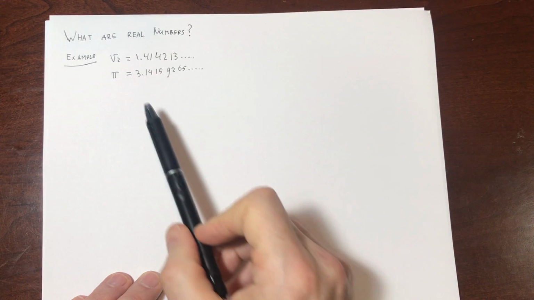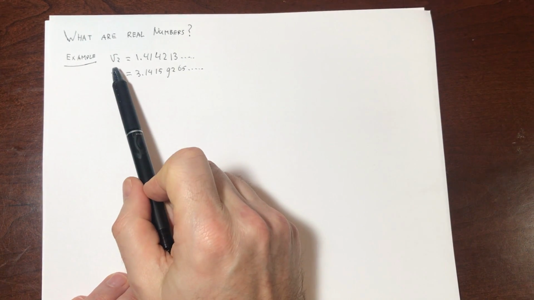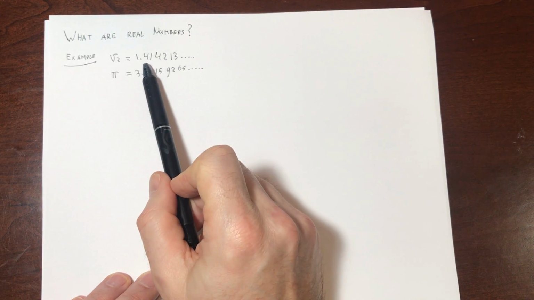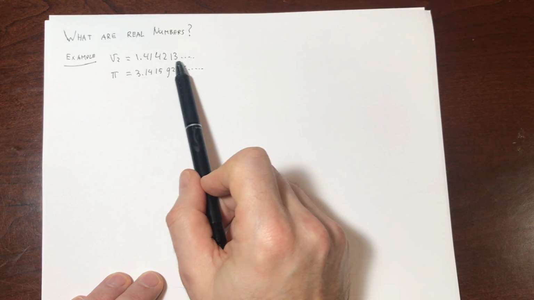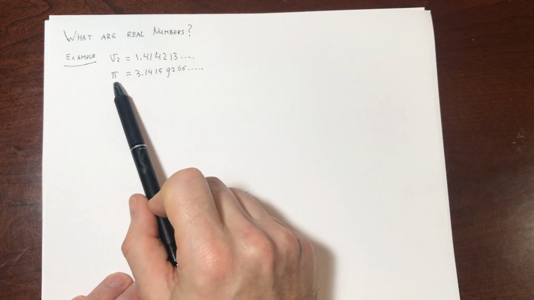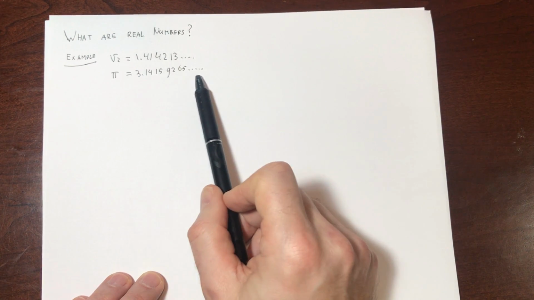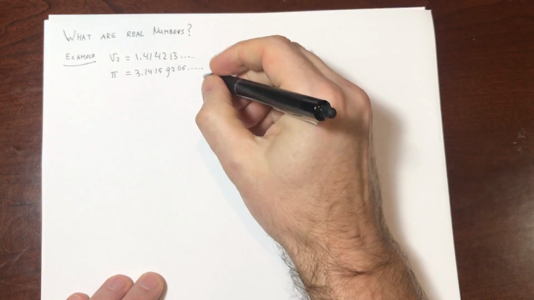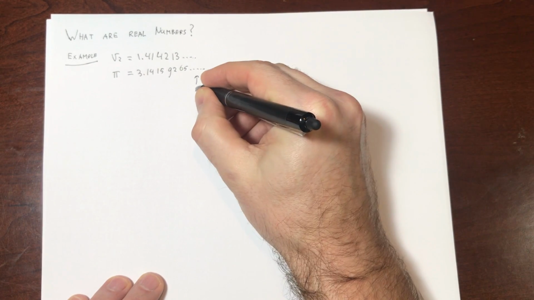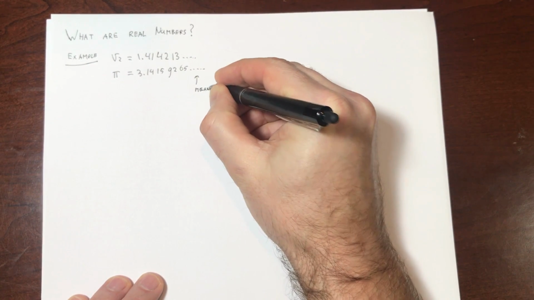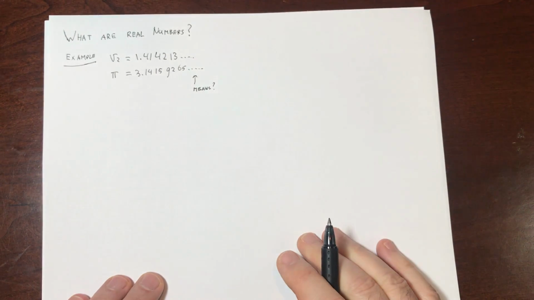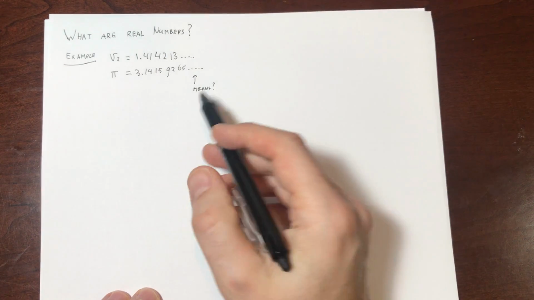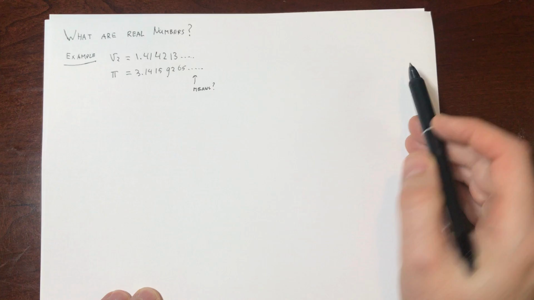So, I'm sure you've seen examples. Square root of 2 is 1.4142, etc., and then dot dot dot, pi is 3.1415, etc., etc., etc. But the question here is, what do these dots mean? Well, I'm sure you know the answer to that. There are infinitely many more digits here.